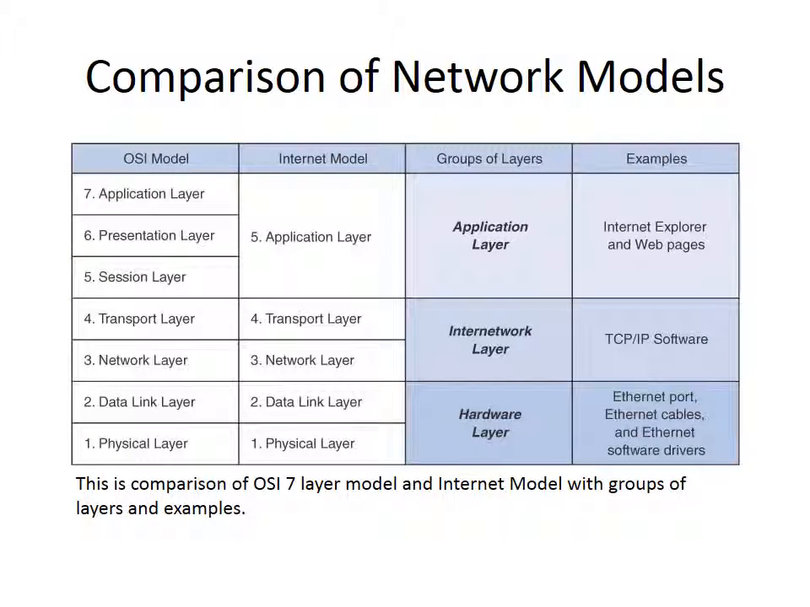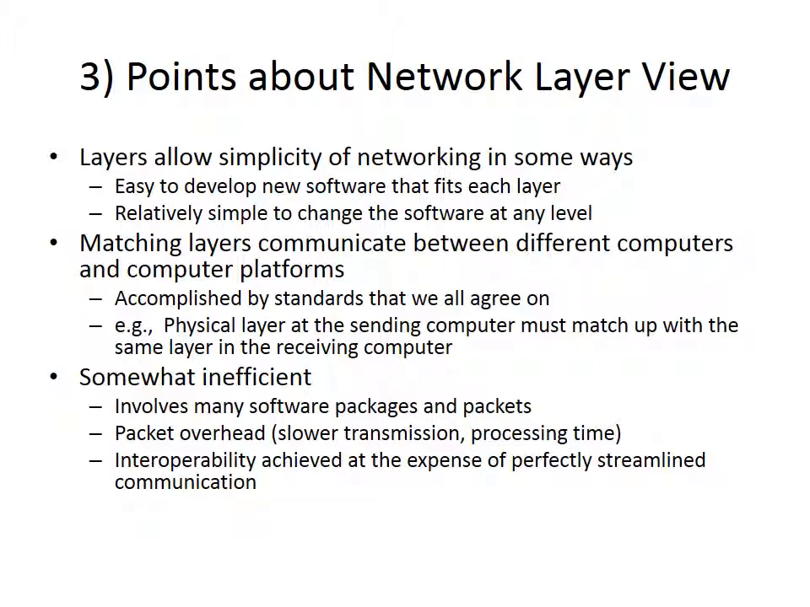This is a comparison of the OSI 7-layer model and the Internet model, with groups of layers and examples. In a layered network model, layers allow simplicity of networking in some ways, so each company may develop new software that fits each layer easily. Because there are standards to follow, matching layers communicate between different computers and computer platforms. However, some may say they are inefficient because they may require too many software packages and packets.